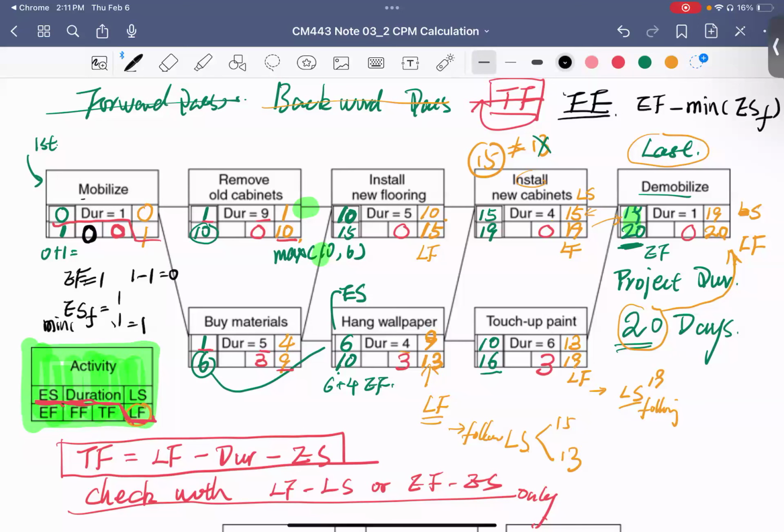I'll do a second demo for the challenging one, buy the materials. For this one, its early finish time is 6, and the early start times for the following activities are 10 and 6. You are using the minimum of them, which will be 6. So 6 minus 6, you get 0 here.